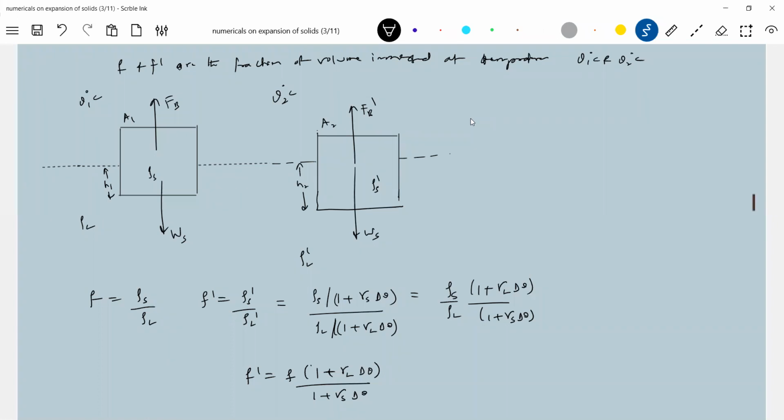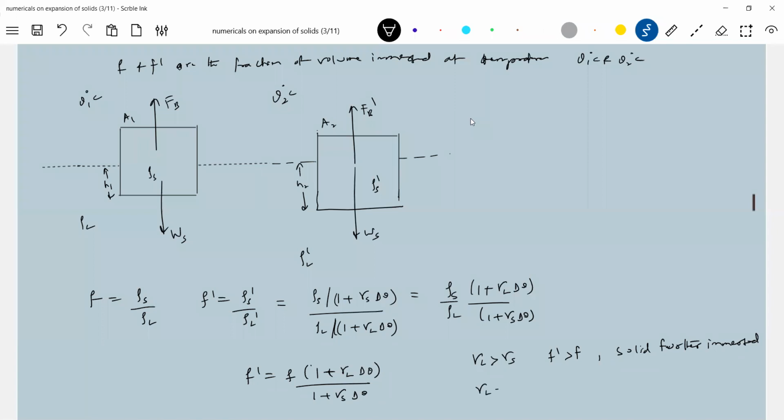Okay, fine. Able to get this one. So first case, gamma L greater than gamma S. Then F dash will be greater than F. Solid further sinks. So what will happen? More volume will be further immersed here. Solid will be further immersed. What do you mean by further immersed? It will go further into the liquid.